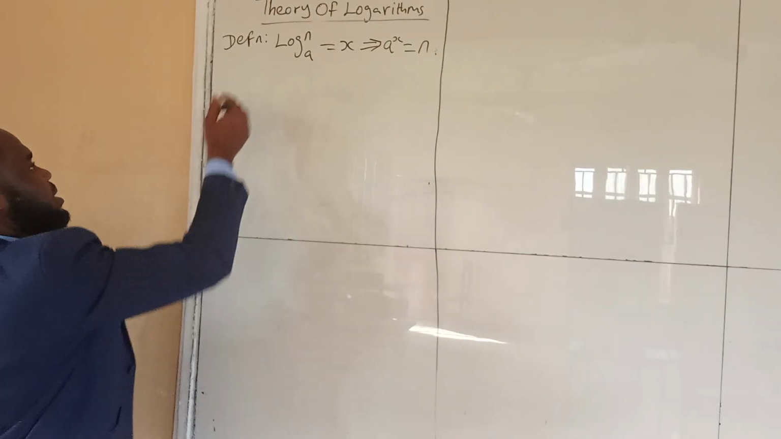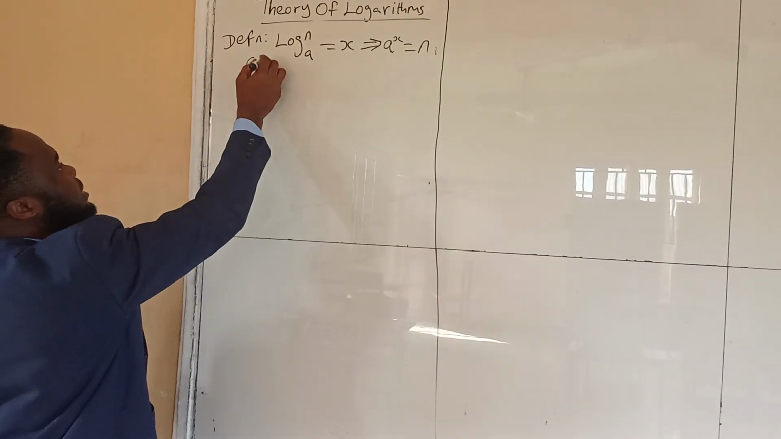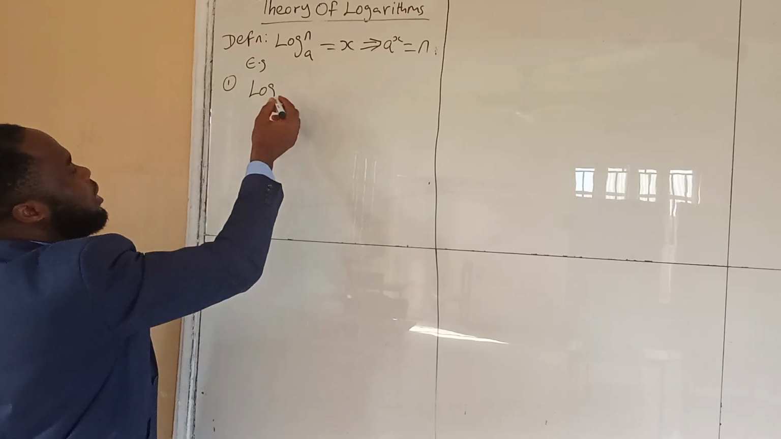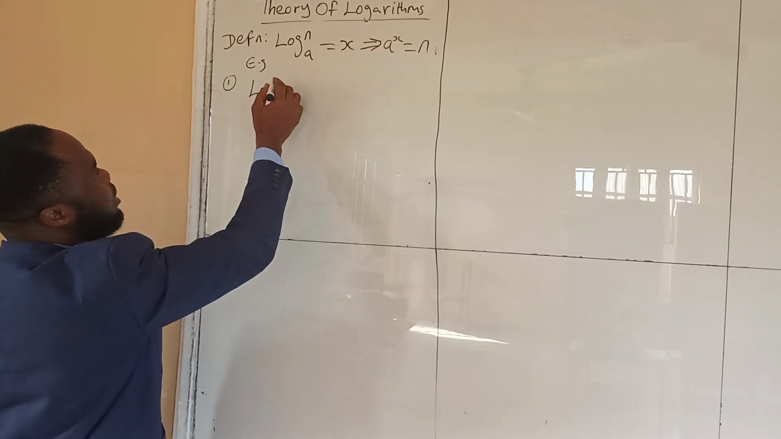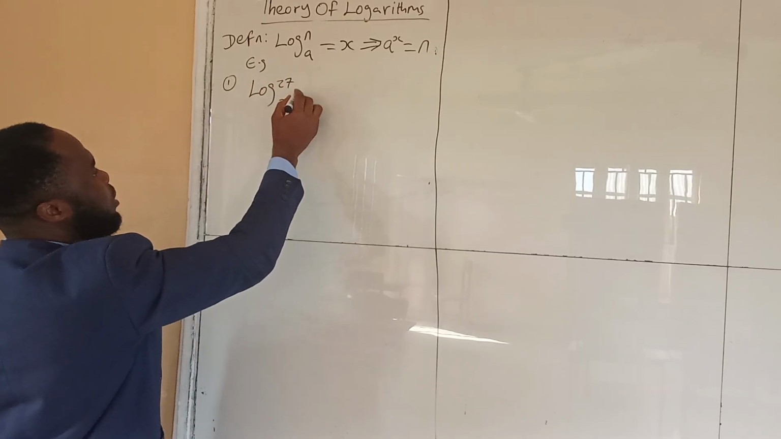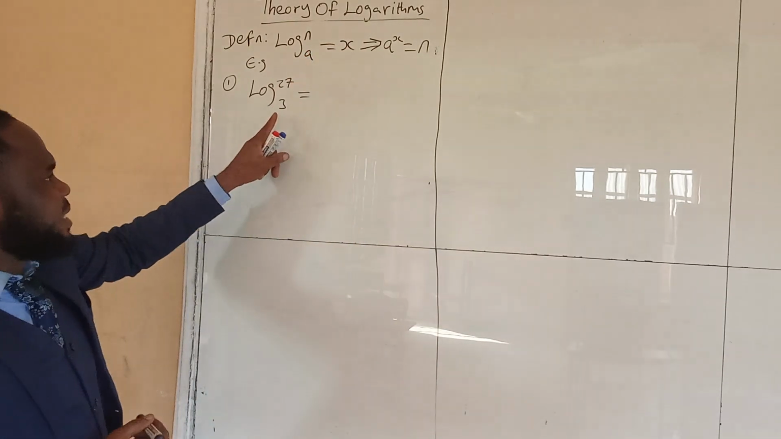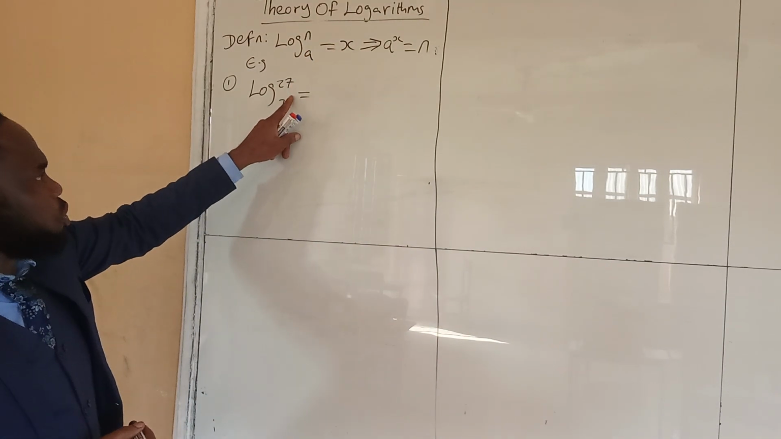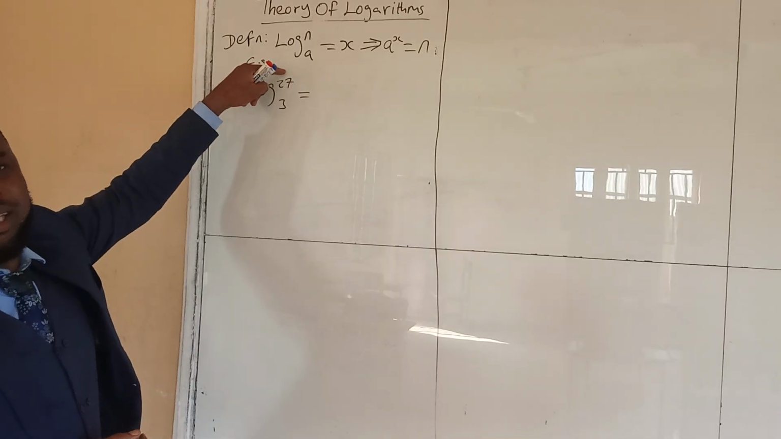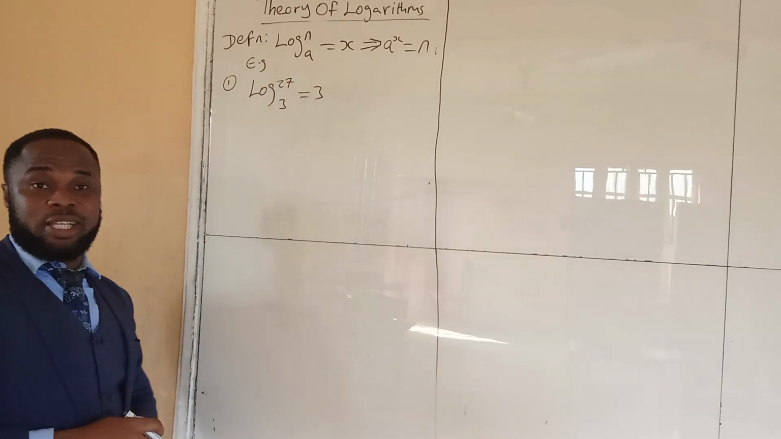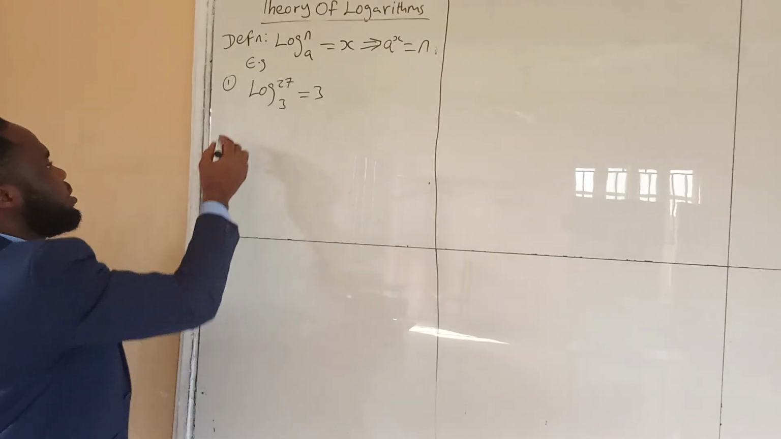Good. For example, if I have log 27 to base 3 equals what? From the definition of logarithm, you see that 3 raised to the power of 3 gives us 27. That means the logarithm of 27 to base 3 is equal to 3, right? Good.